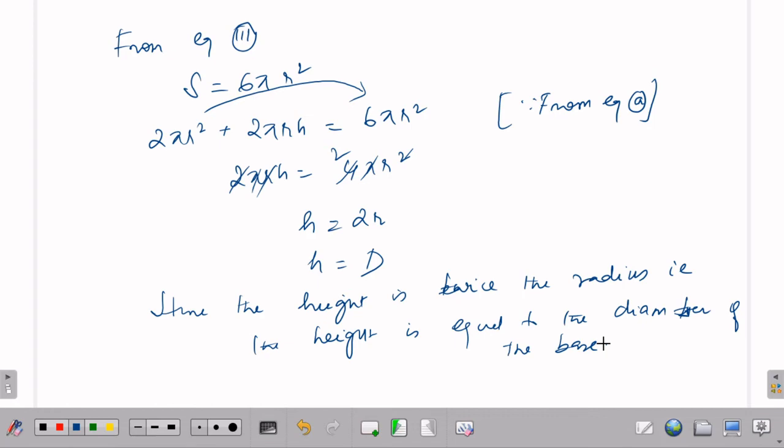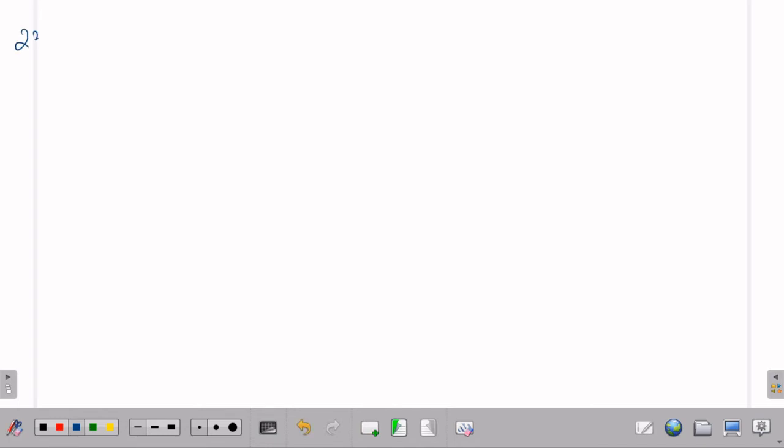So let me again check whether we can do the next question or not. Yeah, so let me just try to do question number 23. It says: prove that the volume of the largest cone that can be inscribed in a sphere of radius r is 8 by 27 of the volume of the sphere. Wow, the question is quite interesting. So you should know the volume of the sphere and everything.